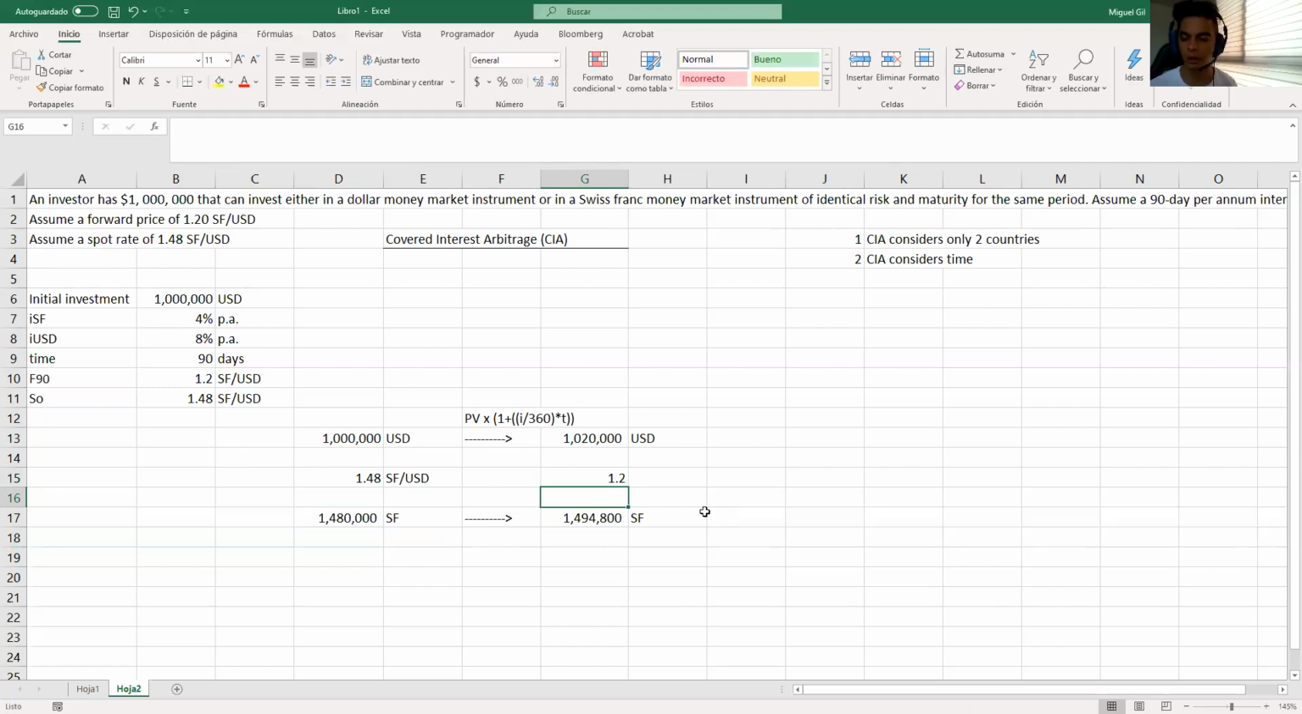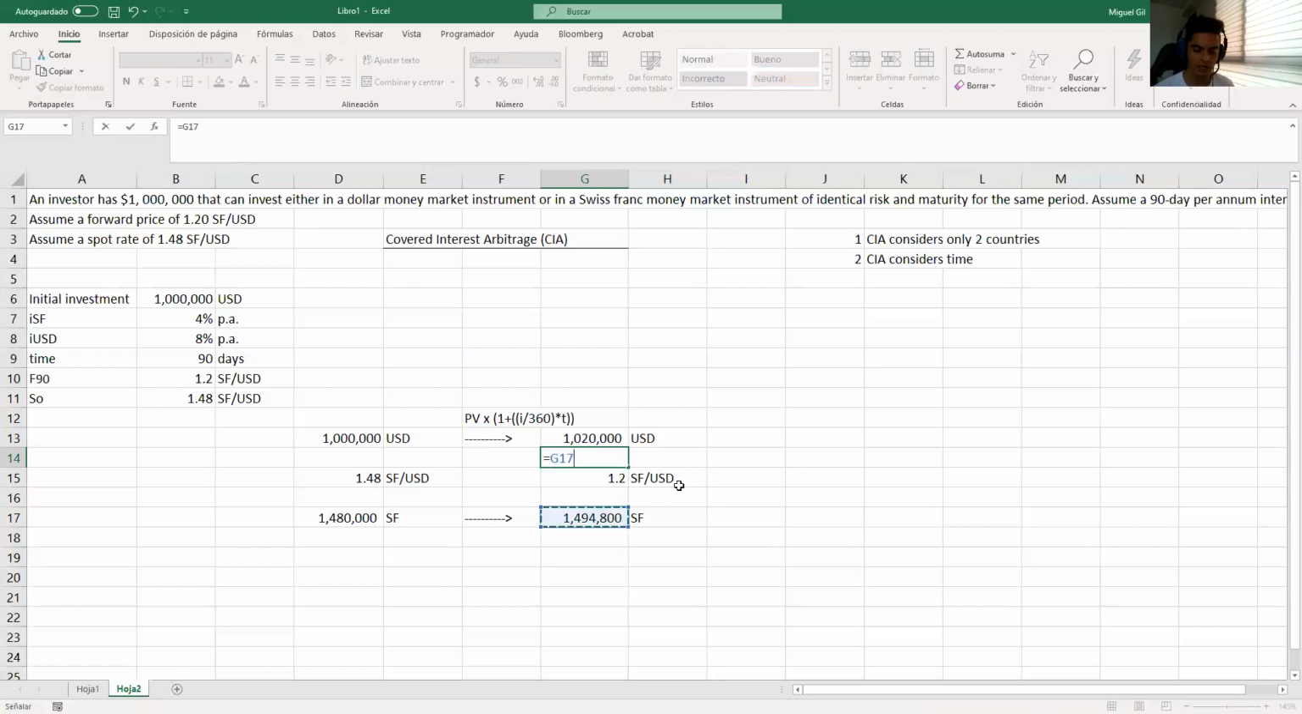If we don't have the forward, it will be impossible, right? Because we don't know what will happen in the future. But thanks to the forward, we can simulate the calculation. And remember that this is Swiss francs over dollar. So what do you do when you have Swiss francs on top and Swiss francs on top and dollar at the bottom? When you have both on top, you need to divide. So the division will be like this over this.